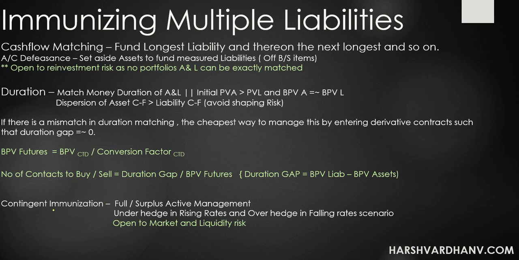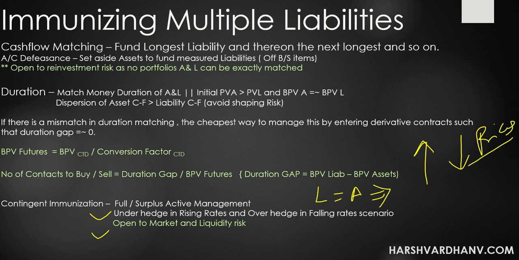So we spoke about contingent immunization in the last slide: first match the liabilities with the assets, and anything remaining can be done in active management. You can take risk on that amount of cash flows and invest in risky securities. Over here, a very important statement: under hedge in rising rates and over hedge in falling rate scenario. Under hedge in rising rates. When the rates are rising, what will happen to the prices? They will go down. When you know the prices are going down, why over hedge? Might as well under hedge.